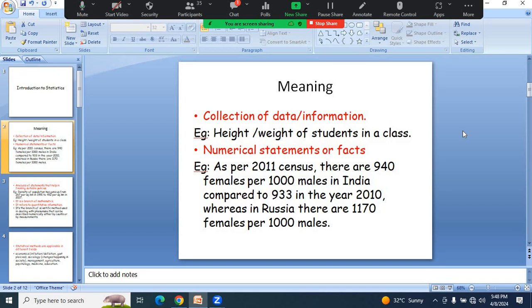And then there are numerical statements or facts, like any statement which the government made based on collection of information or data. For example, I have written on the screen: as per the 2011 census, there are 940 females per 1000 males in India compared to 933 in the year 2010, meaning the past year. Whereas in Russia, there are 1170 females per 1000 males. So these are numerical statements, a comparison between males and females in different countries.